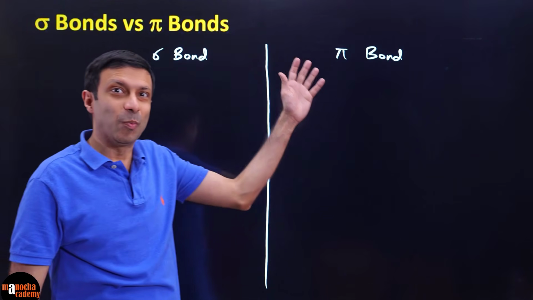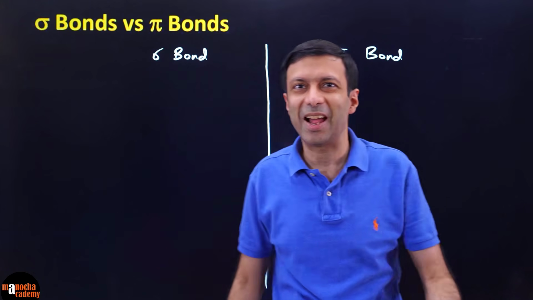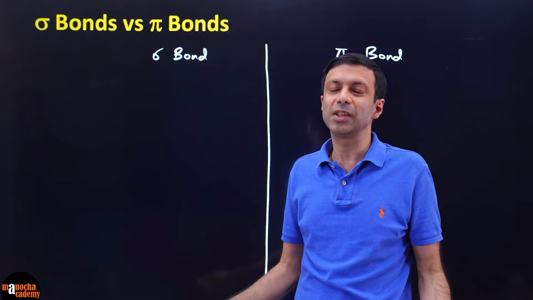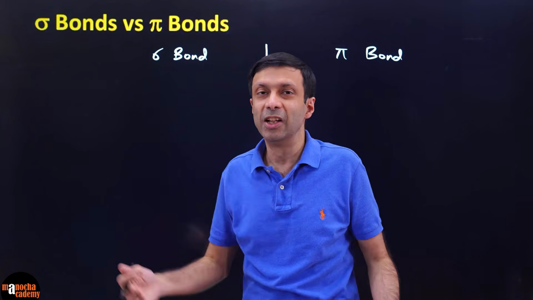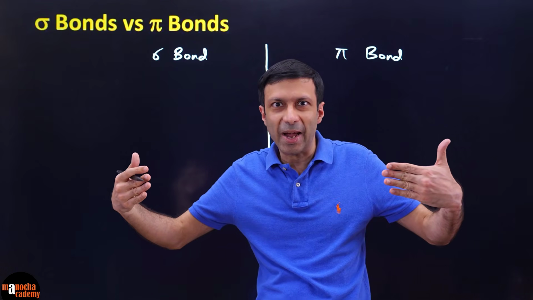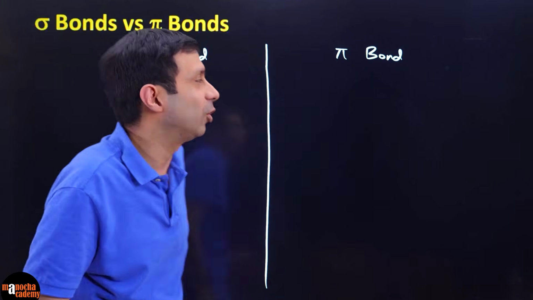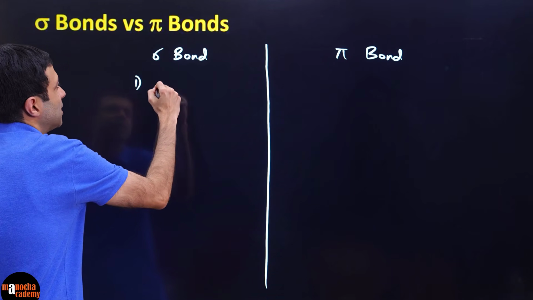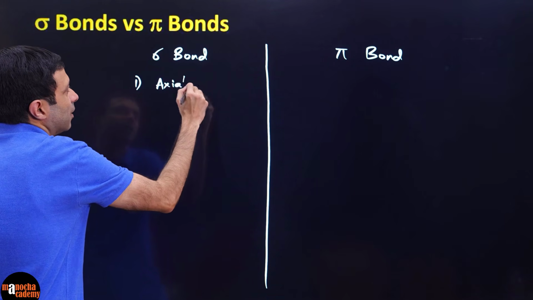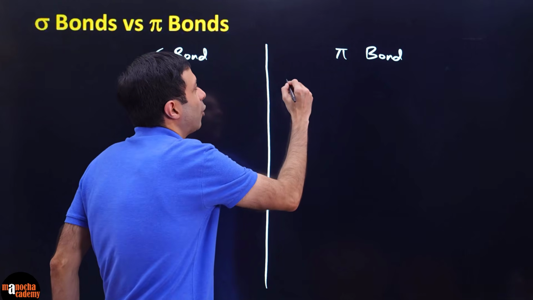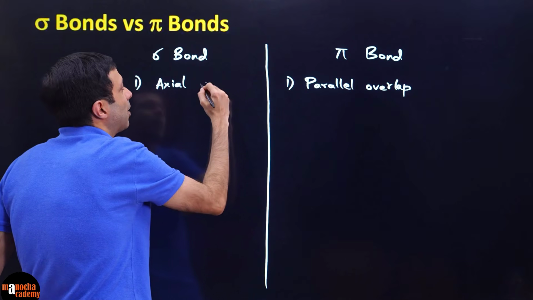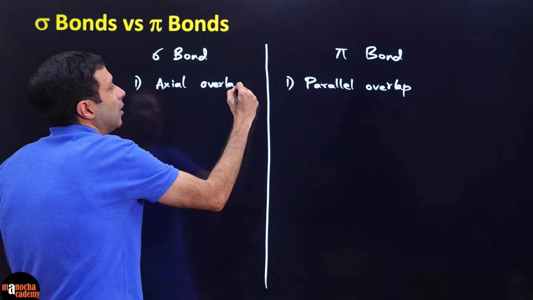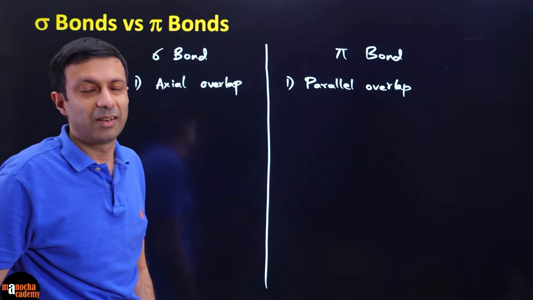So the battle of these two bonds, and you need to be the James Bond and write down the differences. So what is the first difference? The first difference is how the bond is formed, the definition of the bond, right? So remember, sigma bond is formed by head-on overlap or axial overlapping. So we can say this is axial overlapping. And in this case, pi bond is formed by parallel overlap. So axial overlap of the orbitals and parallel overlap of the orbitals, right?